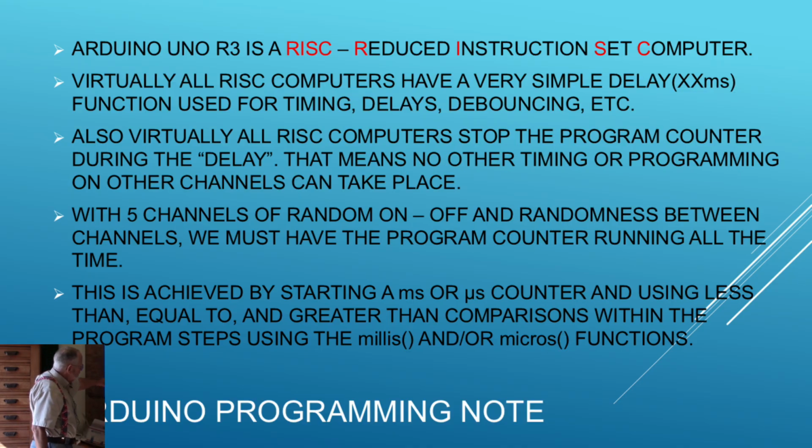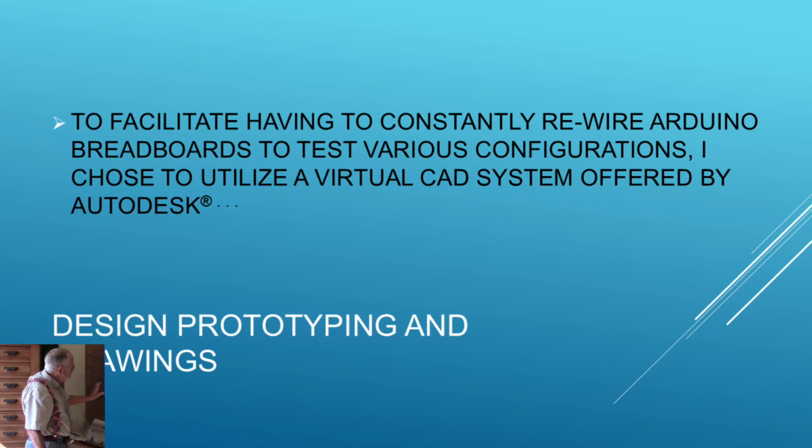And we're going to use the millis function or the micros function to go out and acquire that time, and then do a subtraction and compare to whatever the random number generator says is the number of milliseconds between 100 and 500 milliseconds. And that'll change the state. This is an Arduino programming note: don't use delay. I've taken delays out of everything.